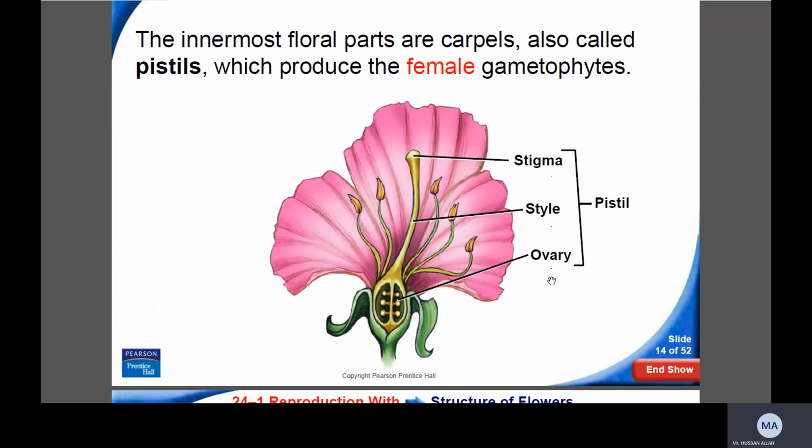After this, the function of the style will start. The style, which is a tube-like structure, takes the pollen grain and gives it to the ovary, right? So the third part: when the style takes the pollen grain from the stigma and gives it to the ovary, after that, when the male pollen grain and the female ovary combine, fertilization will occur, right? And after fertilization, it will develop, and the cycle will continue.